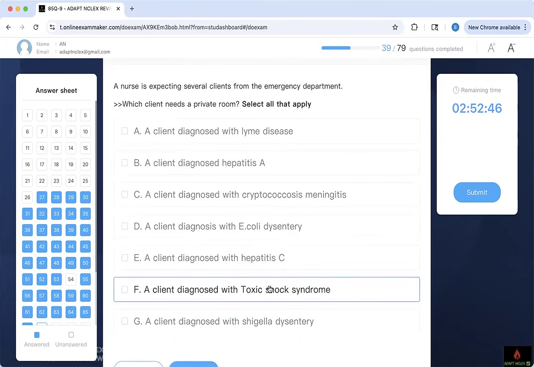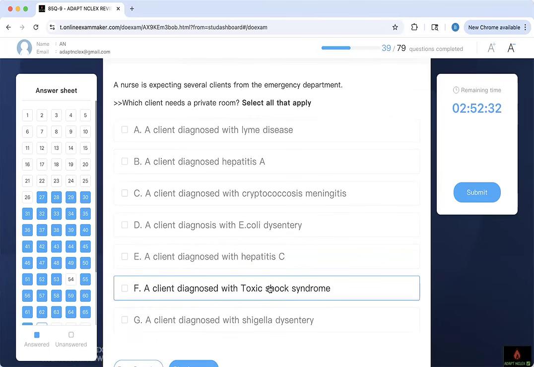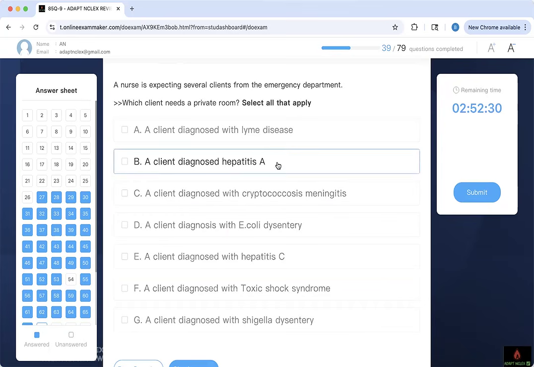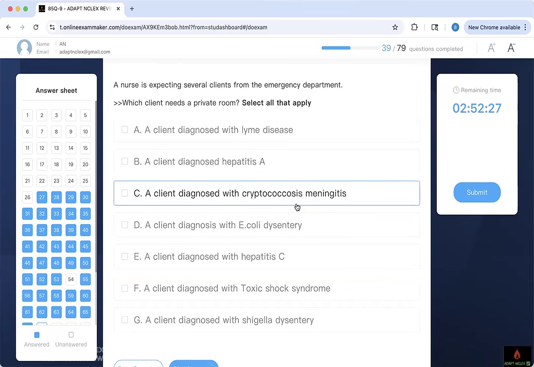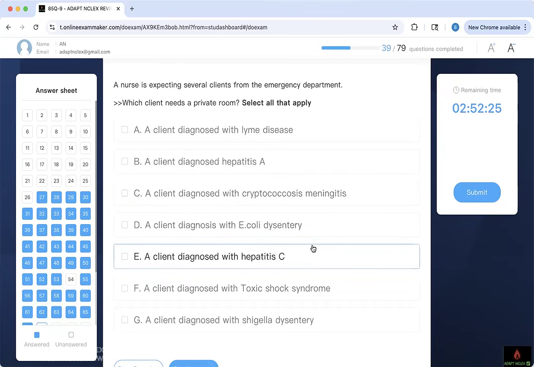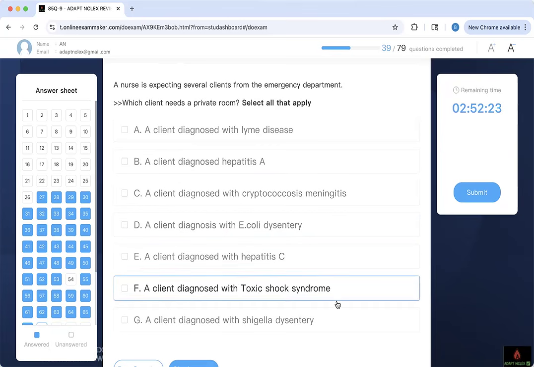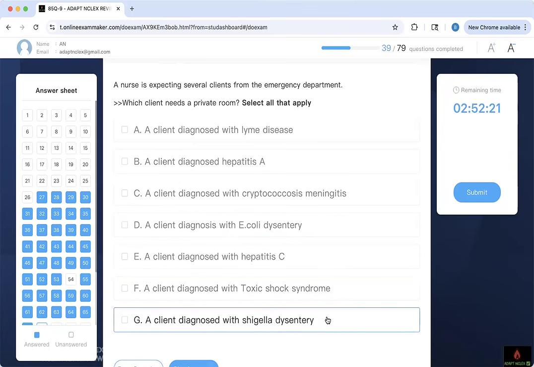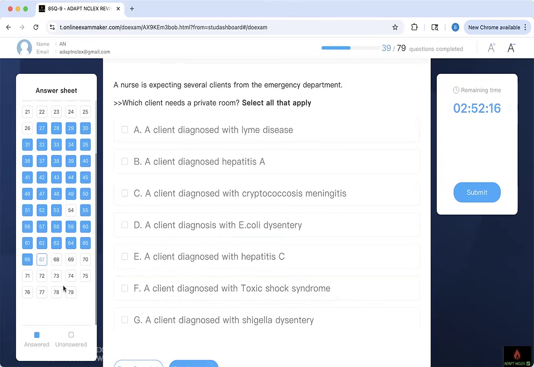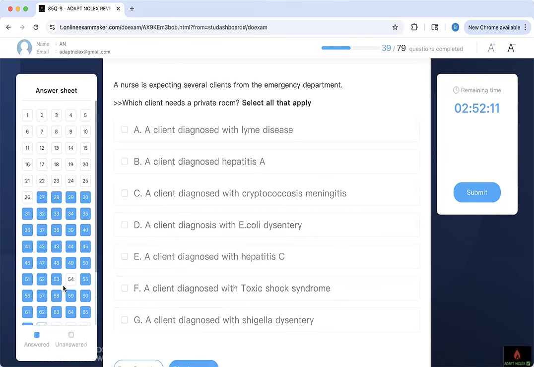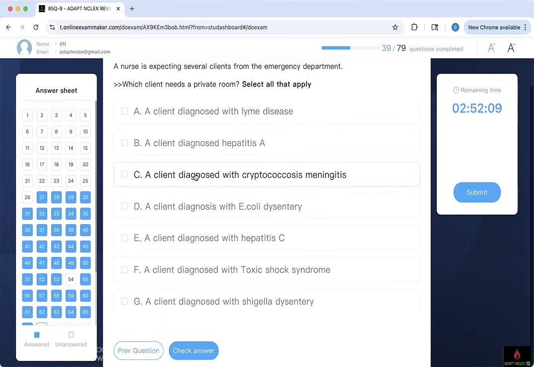67. You are expecting several clients from the emergency room. Which client needs a private room? Lyme disease, hepatitis A, cryptococcus meningitis, E. coli, hepatitis C, toxic shock syndrome, Shigella. This is a trap. If you see this and you get it wrong, don't worry. But I want you to put down your answer in the comment, and I want to know what you selected. 67. Which one did you select? Stay here with me.